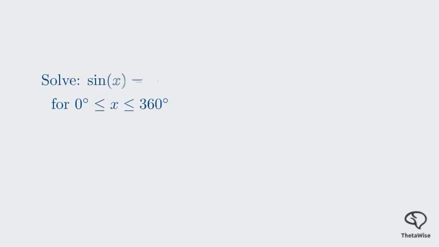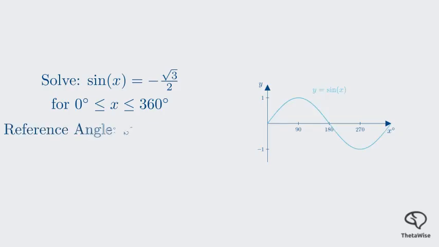Let's solve. Sin x equals negative square root of 3 over 2 for x between 0 and 360 degrees. We start by looking at the graph of y equals sin x from 0 to 360. We know from our table that sine of 60 degrees is positive root 3 over 2. We call this the reference angle. Since our target value is negative, we need the parts of the graph where the wave is below the x-axis.